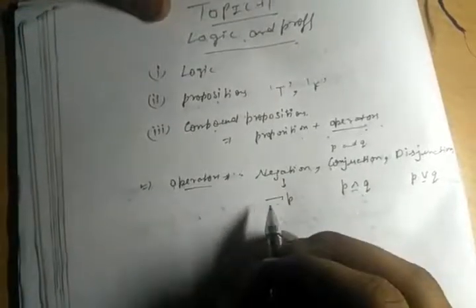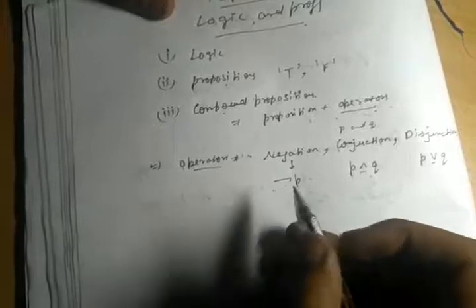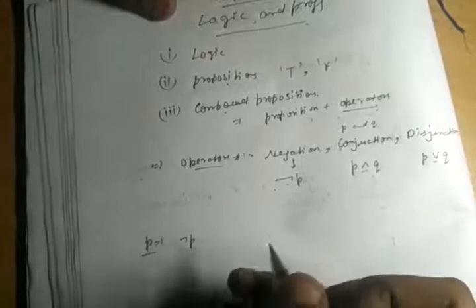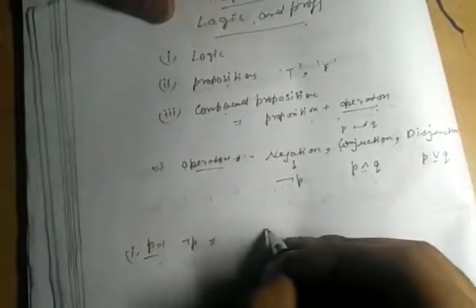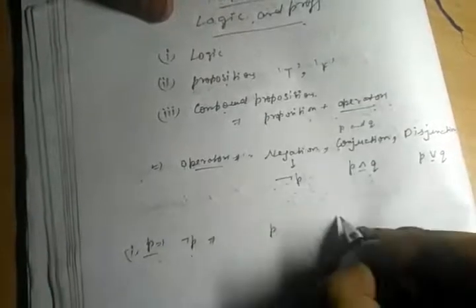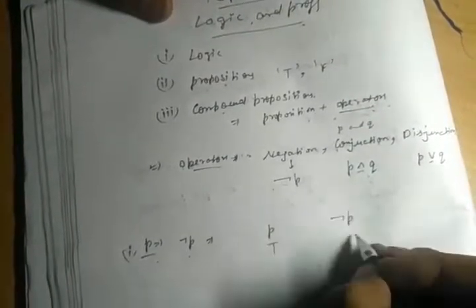First of all, we will talk about the negation statement. Suppose a P statement is: today is Sunday. The negation of this statement is: today is not Sunday, or you may say it is not the case that today is Sunday. If we talk about its truth table, suppose P is true, then the negation of P will be false. If P is false, then it will be true.